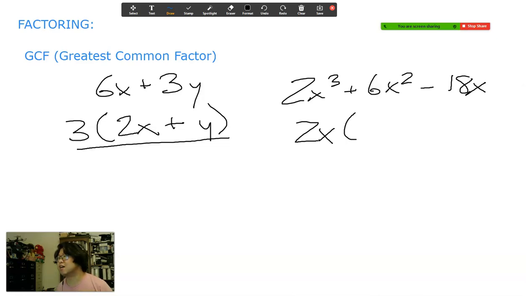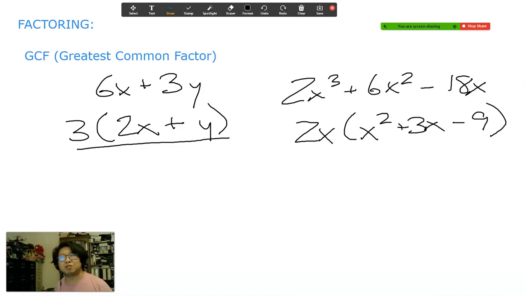So if I divide 2x cubed by 2x, I should be left with x squared. If I divide 6x squared by 2x, well, 6 divided by 2 is 3. X squared divided by x is x, so 3x. And finally, minus 18x divided by 2x should leave me with minus 9. Okay, so that's the greatest common factor method in a nutshell.